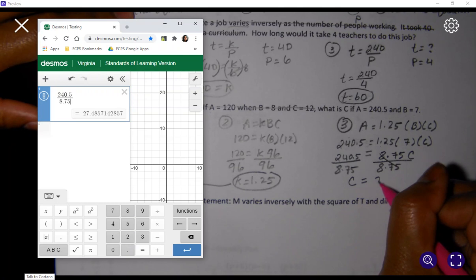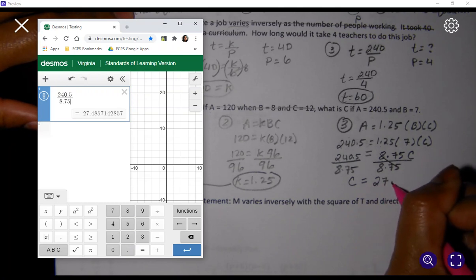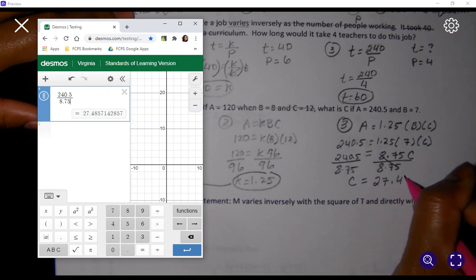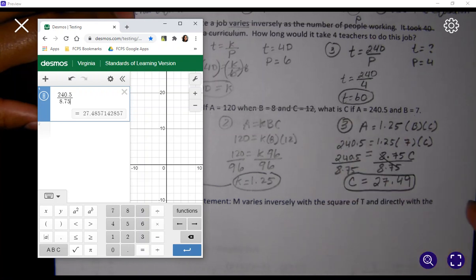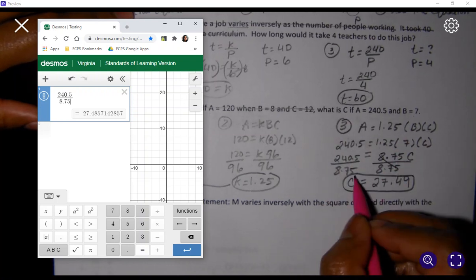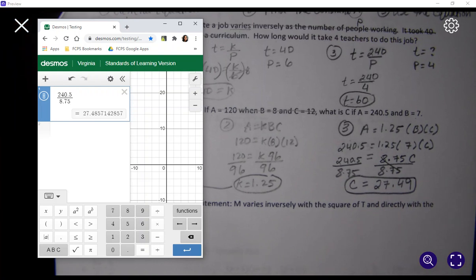So you have here 27 point, I'll just put 49. Just do until two numbers. So this is my final answer. It says, what is C? C is equal to that. Okay. All right. Number 3.